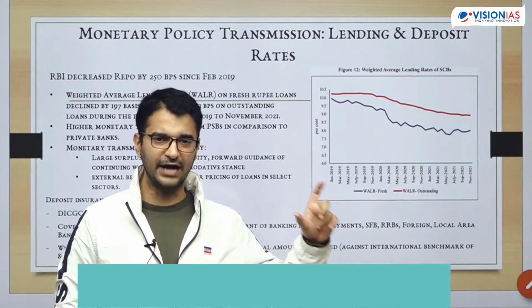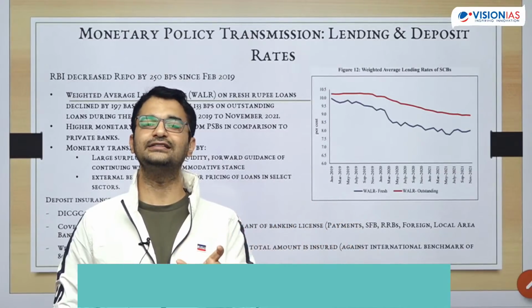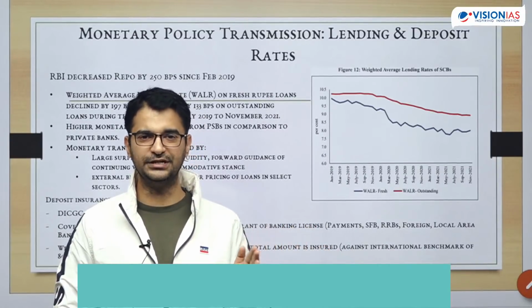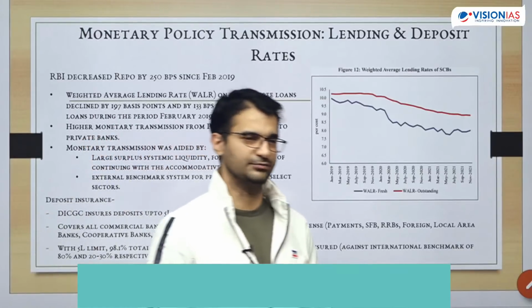Obviously not by the entire amount, RBI decreased by 250 basis points, but banks effectively decreased by 190 basis points, but still a large part of monetary policy decisions had been transmitted to the economy by the banking system. This is monetary policy transmission.